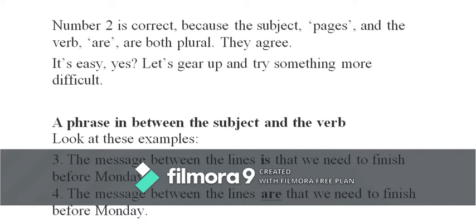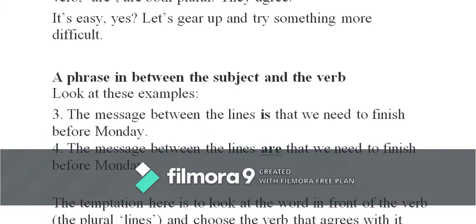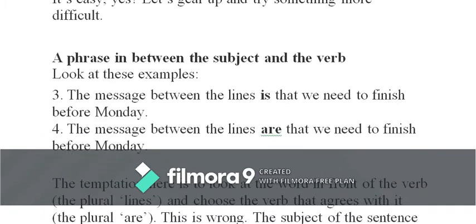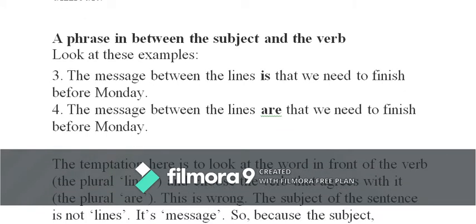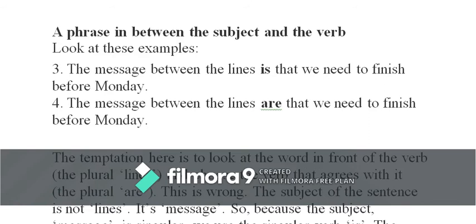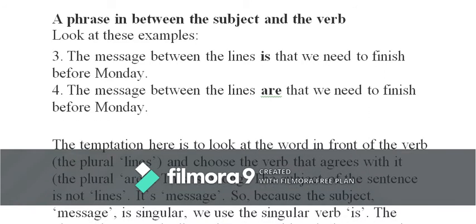Now let us see the answer key. What is stated? The temptation here is to look at the word in front of the verb, that is the plural lines, and choose the verb that agrees with the plural. That is wrong. Yes, sentence number 4 is wrong. The subject of the sentence is not lines, it is message. So because the subject message is singular, we use the singular verb is.